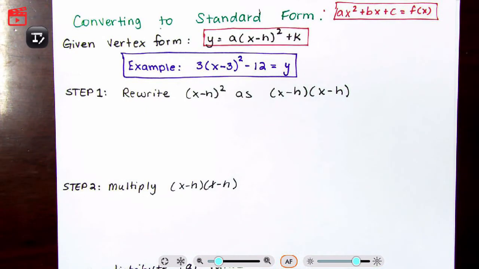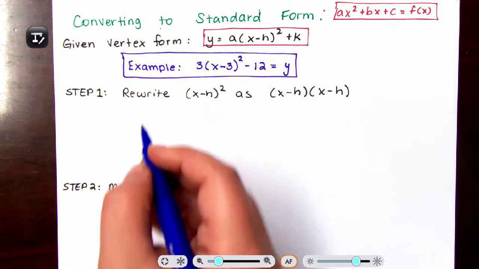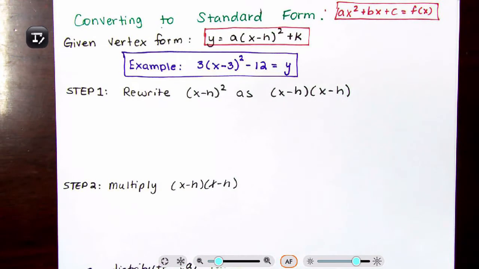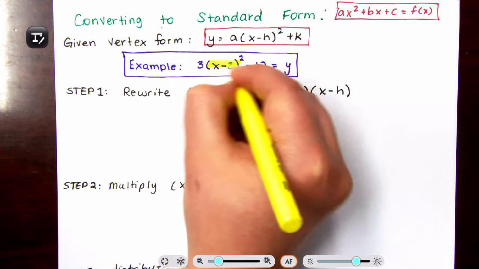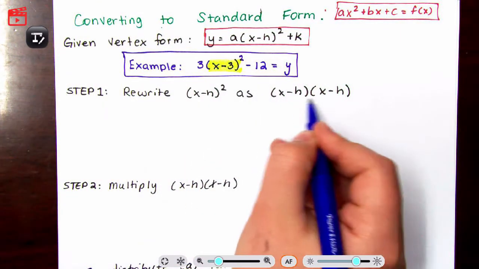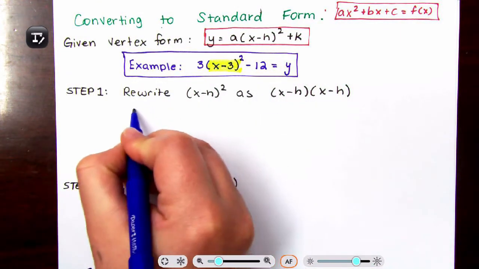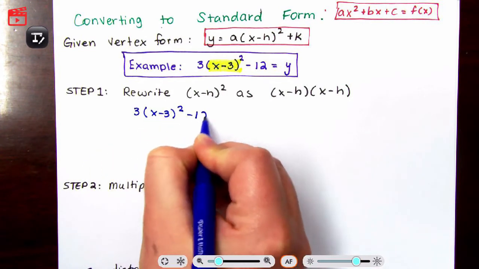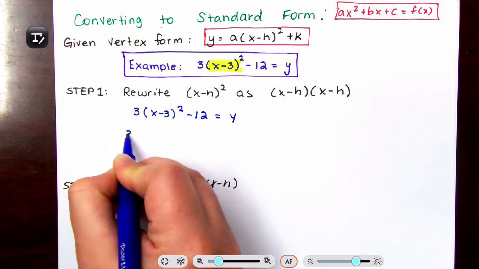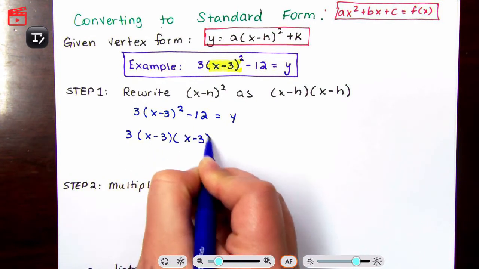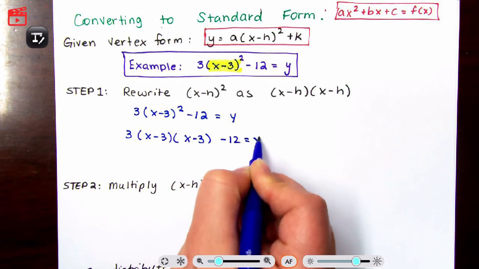So given to us is a vertex form equation. Here it is. You're going to rewrite the x minus h. So this section here, I'm going to highlight it for you. You're going to rewrite this as expanded out. So we have 3 times x minus 3 squared minus 12 is equal to y. We're going to rewrite that out as 3 times x minus 3 times x minus 3 minus 12 is equal to y.